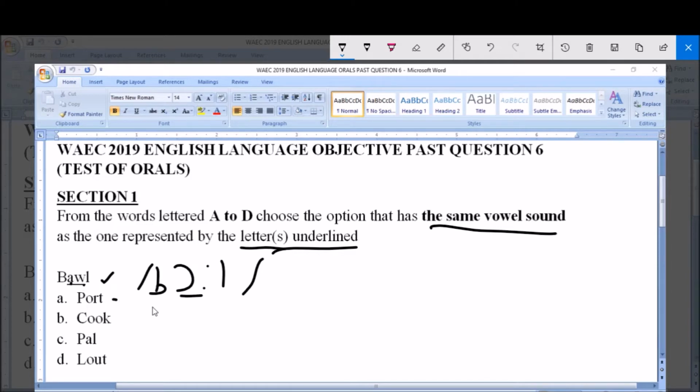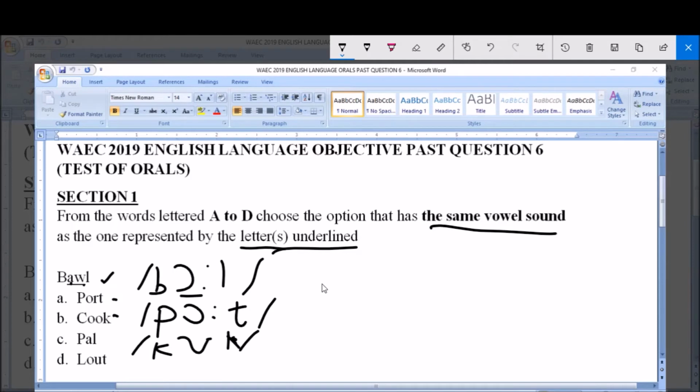Then you have pot, transcribed this way too. So you have option B, cook, transcribed this way. You have the short U sound and then consonant sound, so cook.